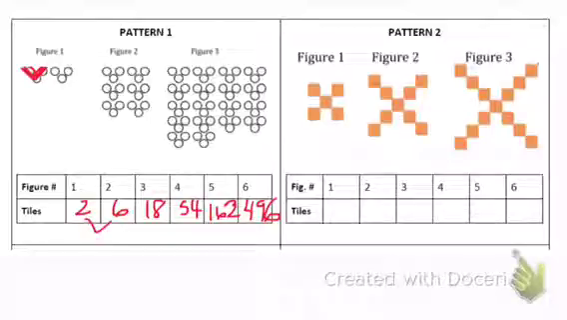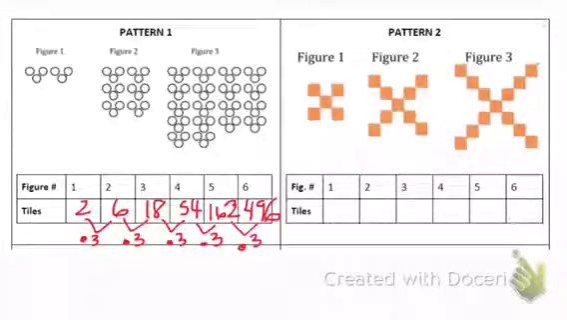So 2 times 3 would give me, I'm going to do a dot for times so that it doesn't look like a plus somehow. So 2 times 3 would give me 6. 6 times 3 would give me 18. 18 times 3 would give me 54. 54 times 3 would give me 162, excuse me. And 162 times 3 would give me 496.